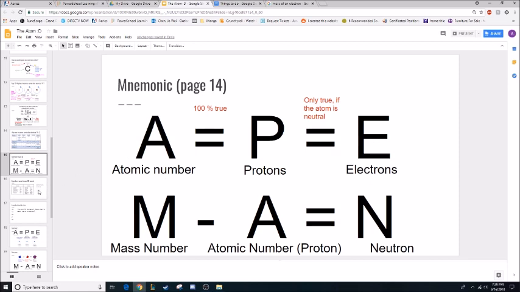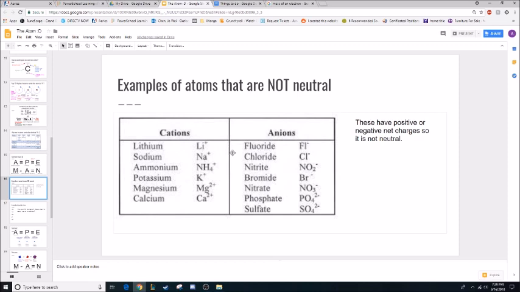And just to show you guys, these are some examples of atoms that are not neutral. So you can see Li+, Na+, NH4+. Anything with a plus or minus is not neutral because they're charged. They have a positive sign on top or negative sign on top. Alright.